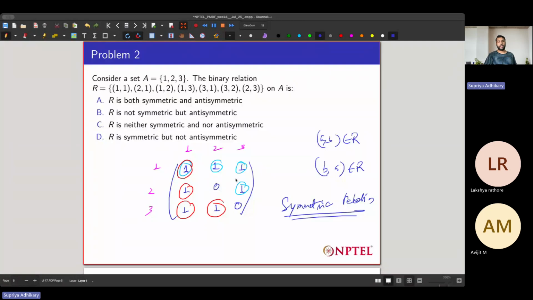As you can see, over here (1,2) belongs to R and (2,1) belongs to R, but 1 is definitely not equal to 2. So this is not an antisymmetric relation. So the first option, which says both antisymmetric and symmetric, is not true. The second case, which says it is not symmetric but antisymmetric, is also not true, as this is obviously a symmetric relation. And the third condition says that it is neither symmetric nor antisymmetric. That is also not true. So option D is the correct option. That is, this is a symmetric relation but not an antisymmetric relation.